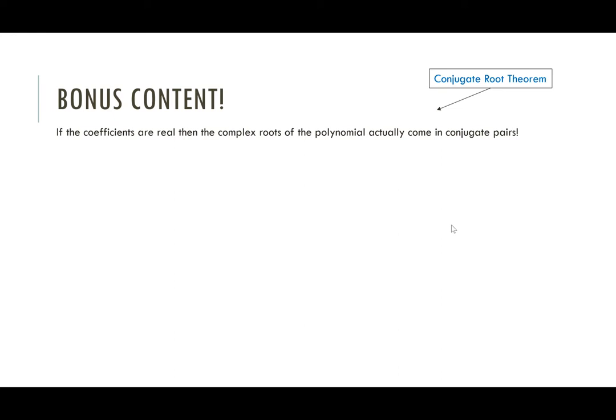But first, I forgot, I included some bonus content. So yeah, this is completely free of charge, not in your textbook at all. But I think it's cool and relevant, so we're going for it. So here's the bonus content. Turns out that if the coefficients of your polynomial are real, then the complex roots actually have to come in conjugate pairs. This is known as the conjugate root theorem, and it is totally provable with what we know, so we're going to do it.